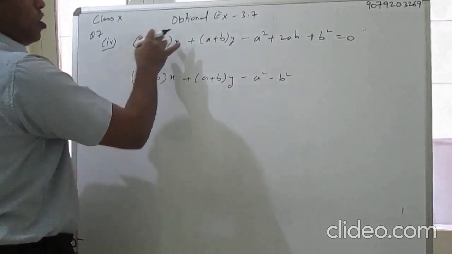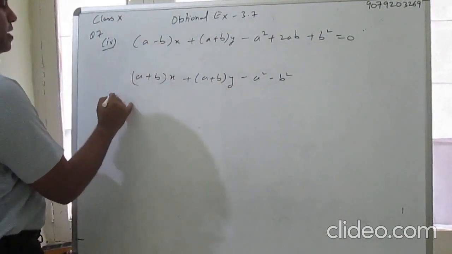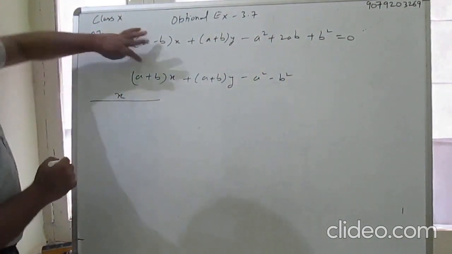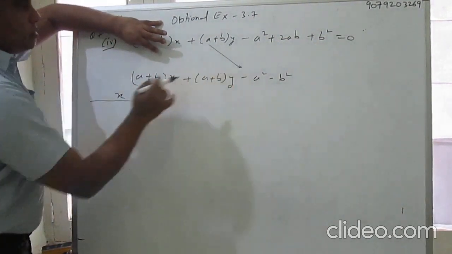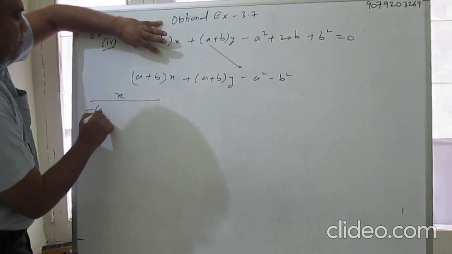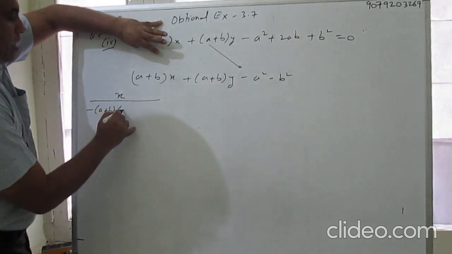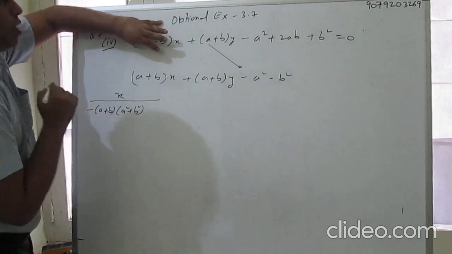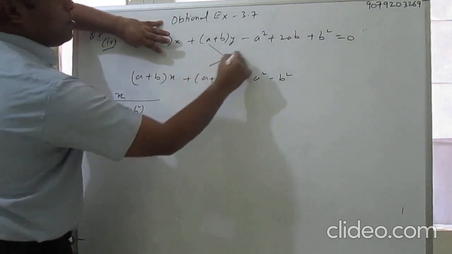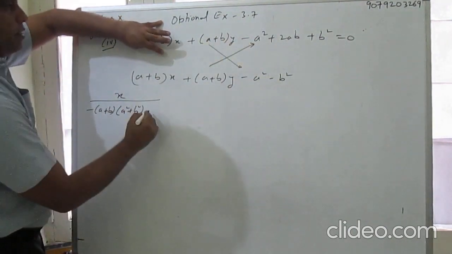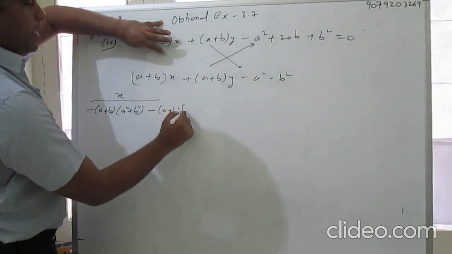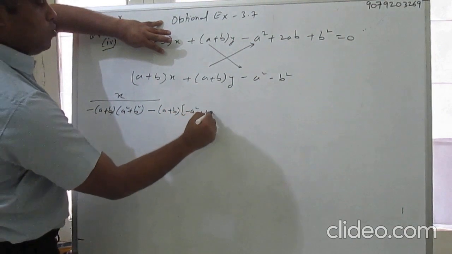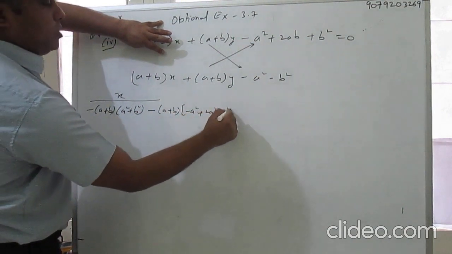Now I will use cross multiplication method. x upon, hide this, multiply these two, and this minus take out common, so it is a plus b and a square plus b square. Now multiply this with minus sign, minus a plus b bracket minus a square 2ab plus b square.